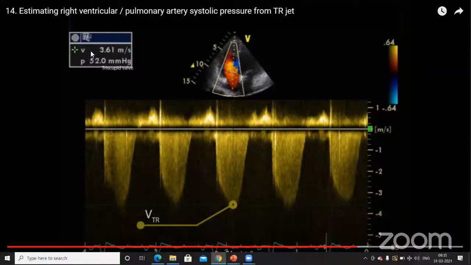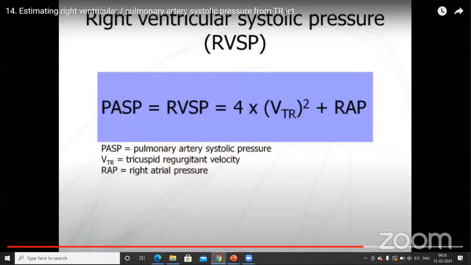That value is the only thing you have to remember. This is exactly how your echo finding is going to be in a pulmonary artery systolic pressure. You're going to have a 4 into the whole square, and right atrial systolic pressure and all. But we don't want to go into anything deep. The only thing that we want is to find out this part.